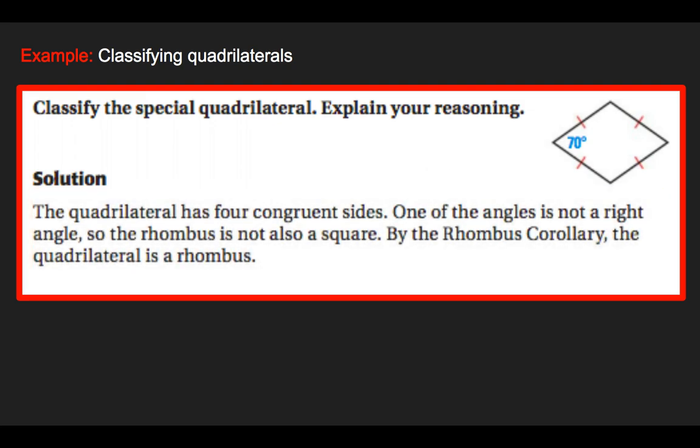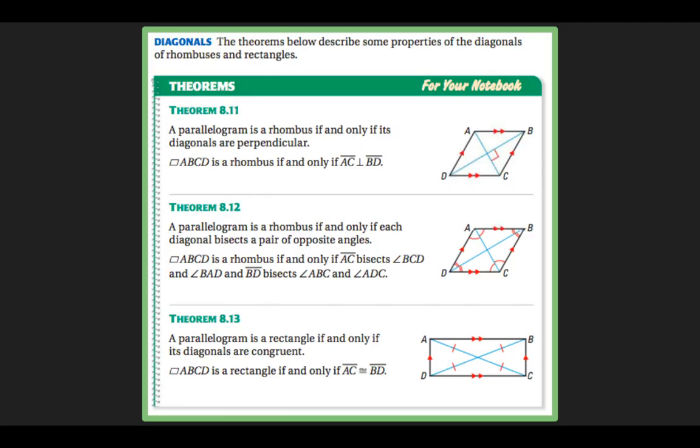The quadrilateral has 4 congruent sides. One of its angles is not a right angle, so the rhombus is not also a square. By the rhombus corollary, the quadrilateral is a rhombus. Let's look at the properties of the diagonals. Remember, a diagonal is a line that connects vertex to vertex through the figure.